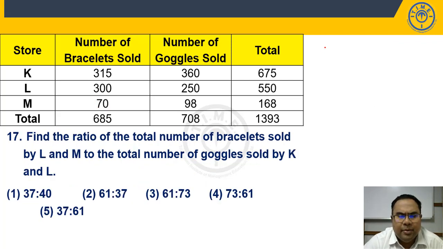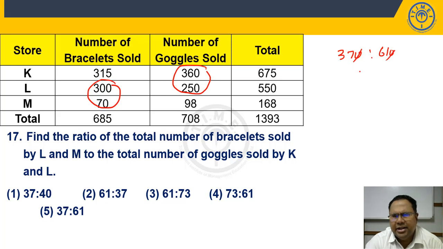Ratio of total number of bracelets sold by L and M. Bracelets sold by L and M, 370. Total number of goggles sold by K and L, 610. What is the ratio? Once you get the numbers, it is easy to solve. 37:61. Option 5. Right?